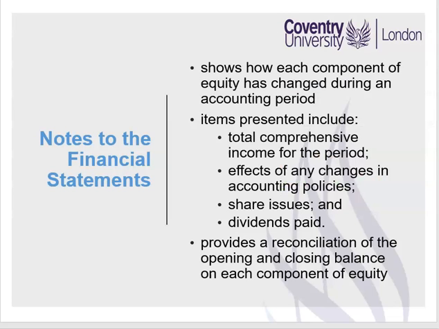Finally, notes to the financial statements. This will show how each component of equity has changed during an accounting period. Items presented will include total comprehensive income for the period, the effect of any changes in accounting policies, any share issues and dividends paid. All of this will be shown by notes explaining what has happened during the year. It will also provide reconciliation of the opening and closing balances of each component of equity.